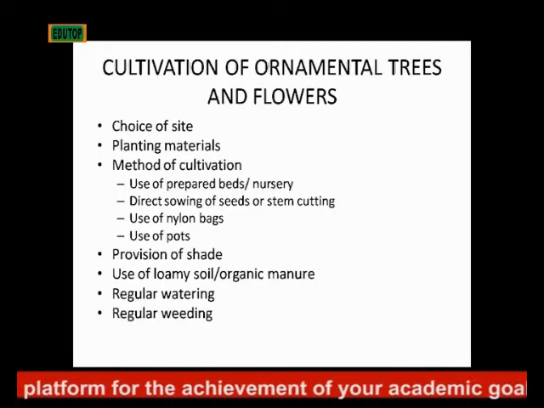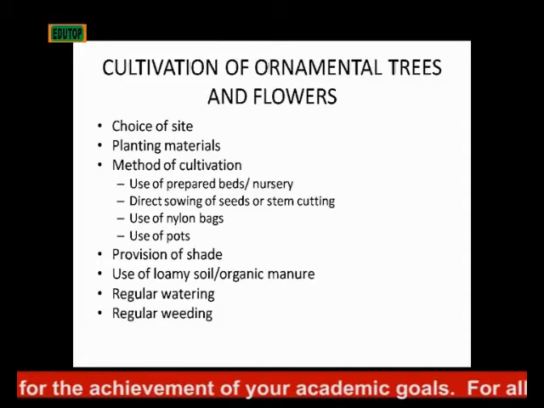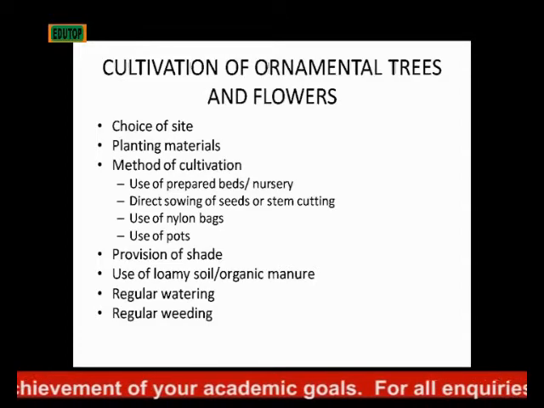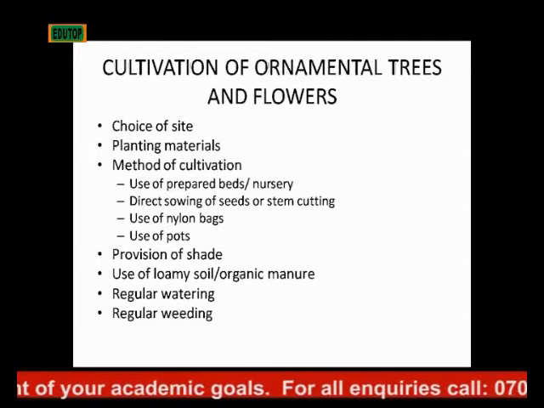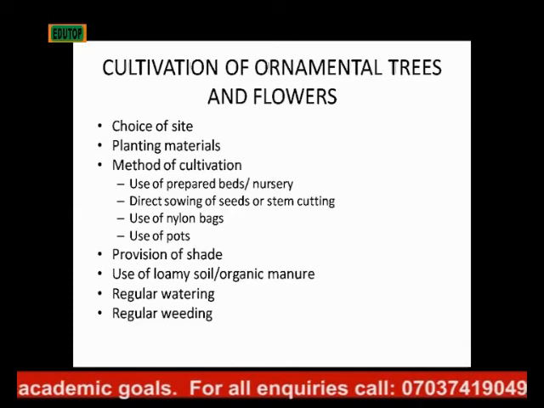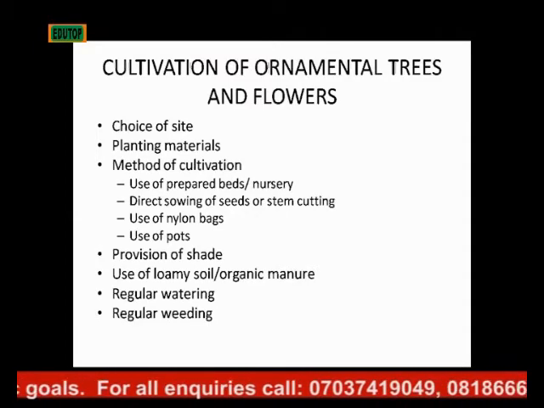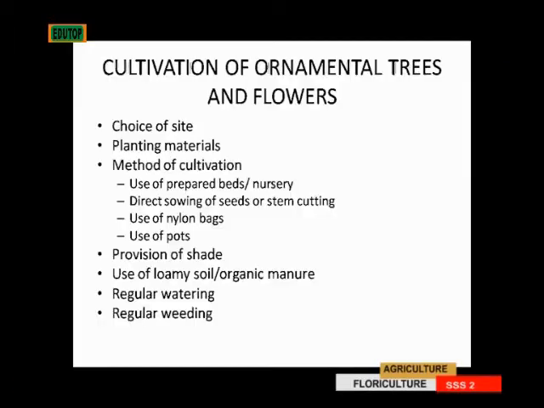Now, cultivation of ornamental trees and flowers. What are the procedures involved? The first thing to consider is the choice of site. Choose your site. Okay, where do I want to use for this? Then you get your planting material. Do you want to use seed? Do you want to use the stem of the plant? Or what do you want to use to plant it?